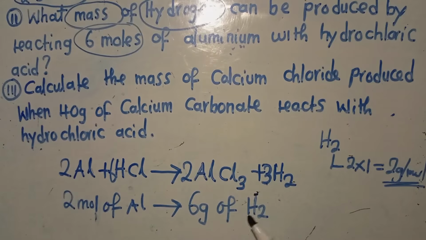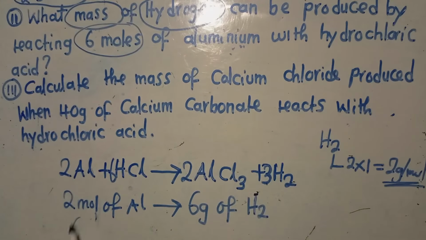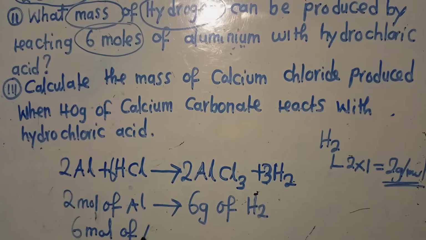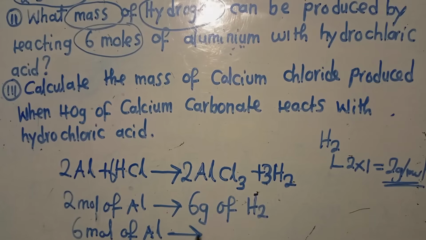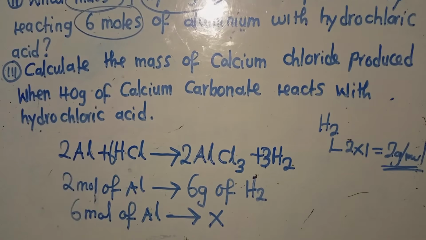Then I'm given the number of moles for aluminium. So the first part, you get it from the equation. Then the second one, you get from the question, 6 moles. So I say 6 moles of what? Aluminium, equating to x, the number of what? Grams. So what I'm doing here, this is mole to mass calculation, where you are given the number of moles, you are taught to calculate the mass.